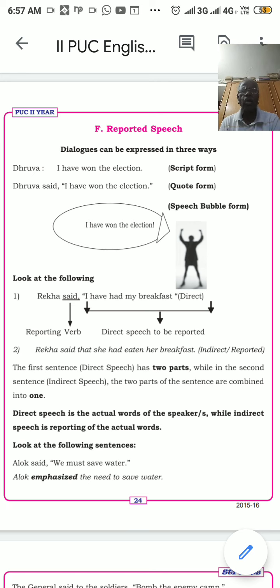Anyway, that I'll tell you later on. But you must know the rules. What are the rules to be followed while changing direct into reported speech? So tomorrow we'll do a short revision of these rules and then we'll go to the textbook part of it.